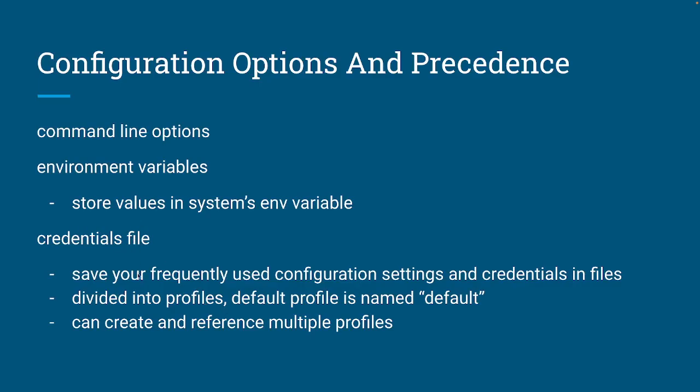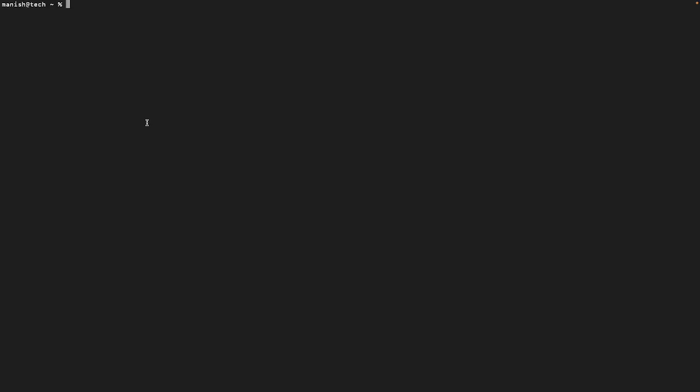So the normal way, or let's say the most common way to use this, is you create a credential file with multiple different profiles, and then you use command line options to reference one of those profiles. We will go through all of these options and see how they work for AWS CLI. So now we have all the things that we need.